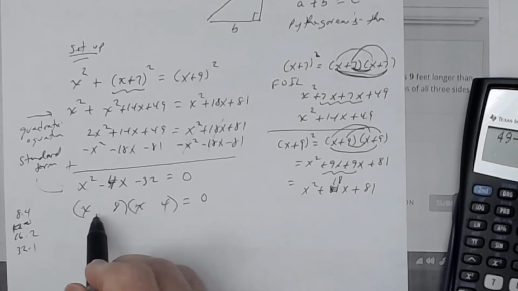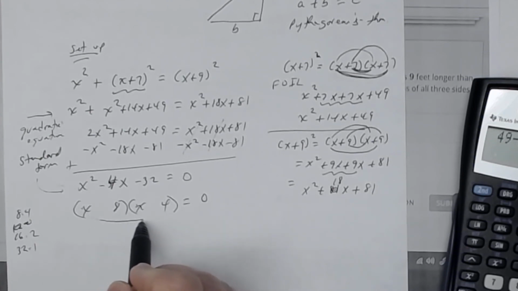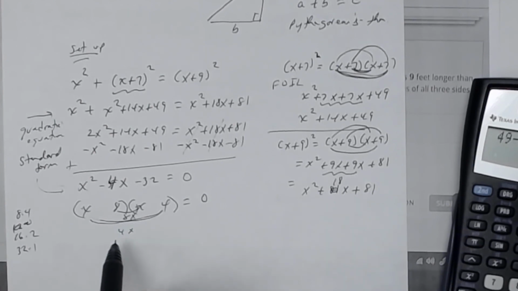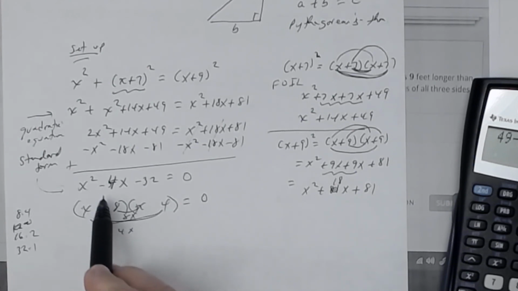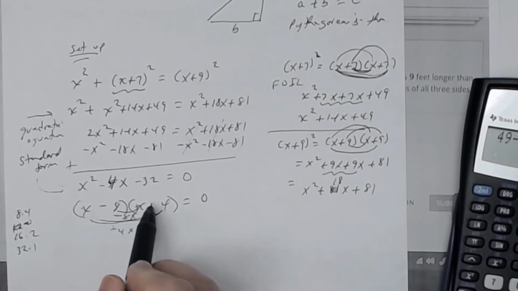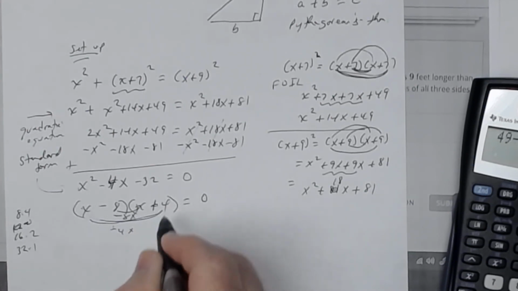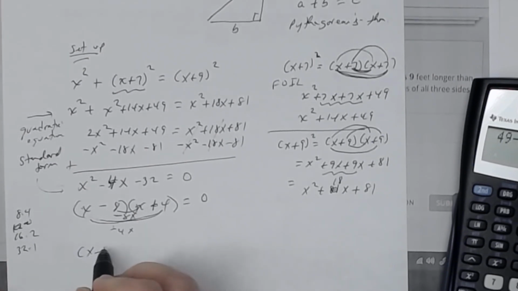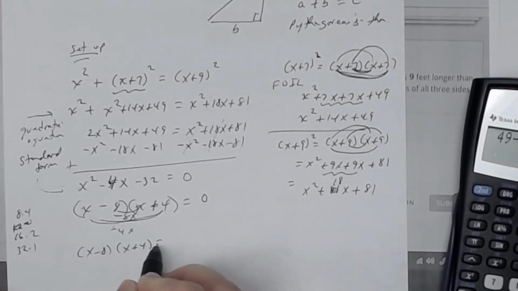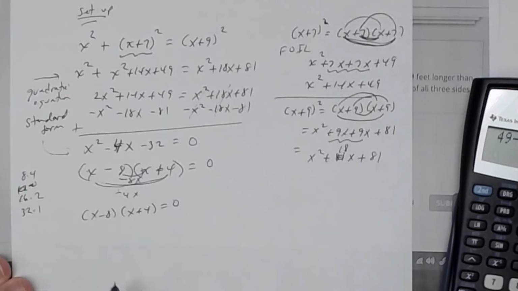See right here? If you look at the outer, which is 4x, and the inner, which is 8x, then the larger of these coefficients has to take the middle sign. So 8x has to be negative, and 4x has to be positive. So this has to be negative, and this has to be positive. I'm just going to rewrite this over to get x minus 8 times x plus 4 is equal to 0. Now you want to solve this equation.